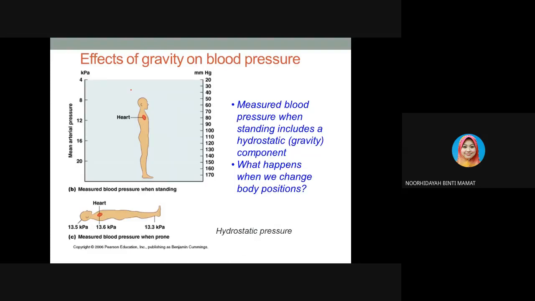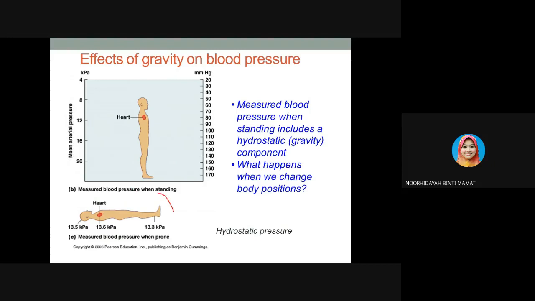So, the effects of gravity on blood pressure. The measured blood pressure when standing includes a gravity, or hydrostatic, component. When we measure our BP during standing, it will include the hydrostatic pressure. But what happens when we change the body position?